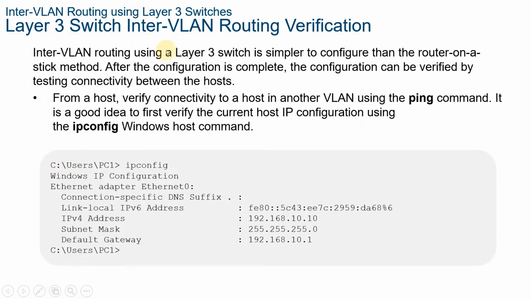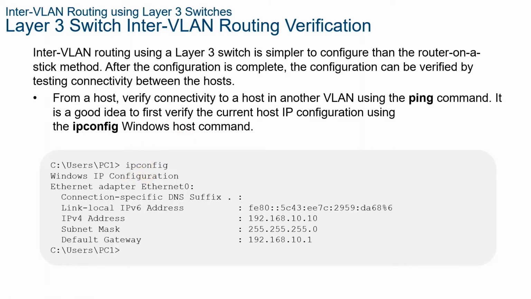Layer 3 switch inter-VLAN routing verification. Inter-VLAN routing using a layer 3 switch is simpler compared to router on a stick. After the configuration is complete, it can be verified by testing connectivity between the hosts. So from a host, verify the connectivity to a host in another VLAN using the ping command. Now, it is a good idea to first verify the current host IP configuration using the ipconfig command.